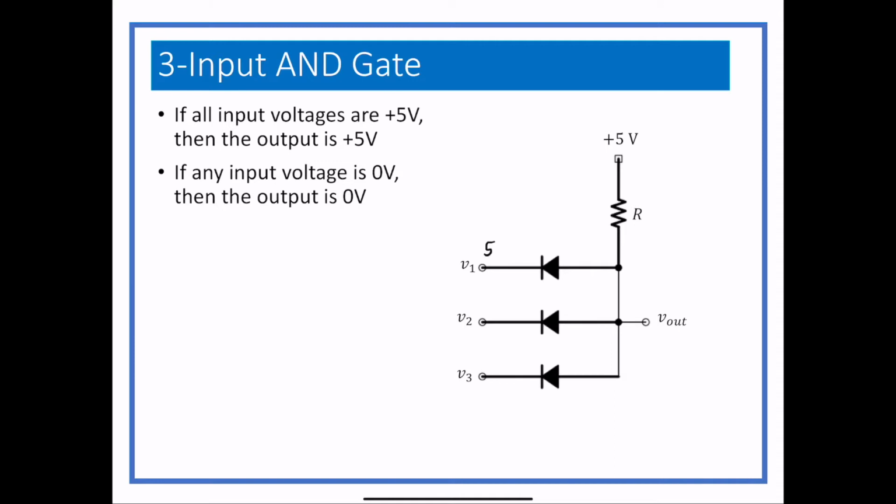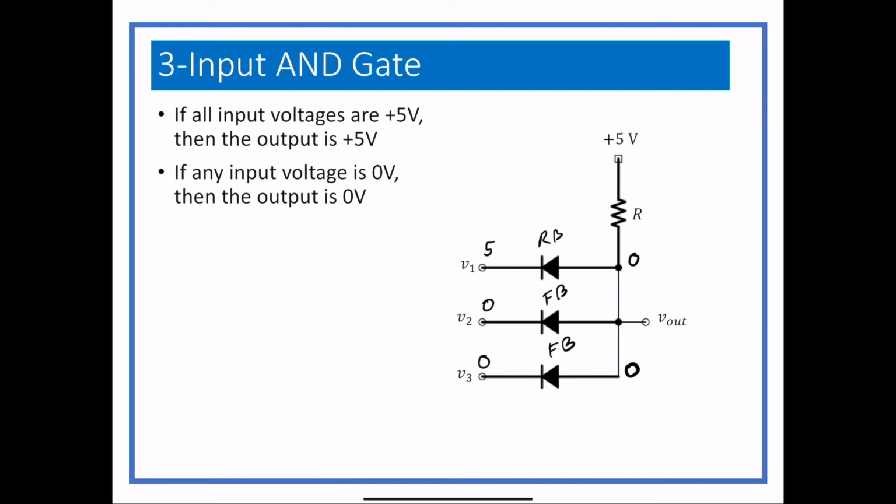So if you had 5 volts, 0, and 0, the voltage here would have to be 0, and that would mean that this would be reverse biased, and this forward biased, and you would get an output of 0 as long as any of the inputs is 0. So to get a 5, you actually have to have all 5s going in, and then that will give you a 5 going out. So that's really easy.